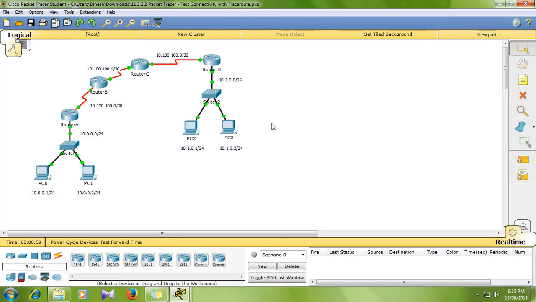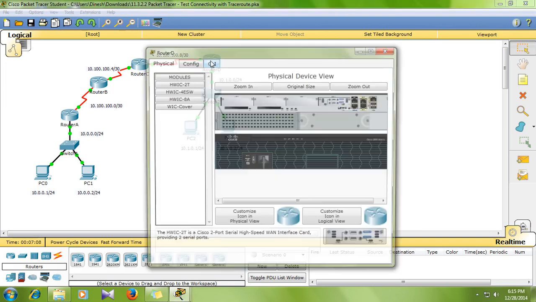Troubleshooting was done. You need to check that. What are the things you learned? If the next hop address is not reachable, it will not be installed in the routing table. Look at the routing table.